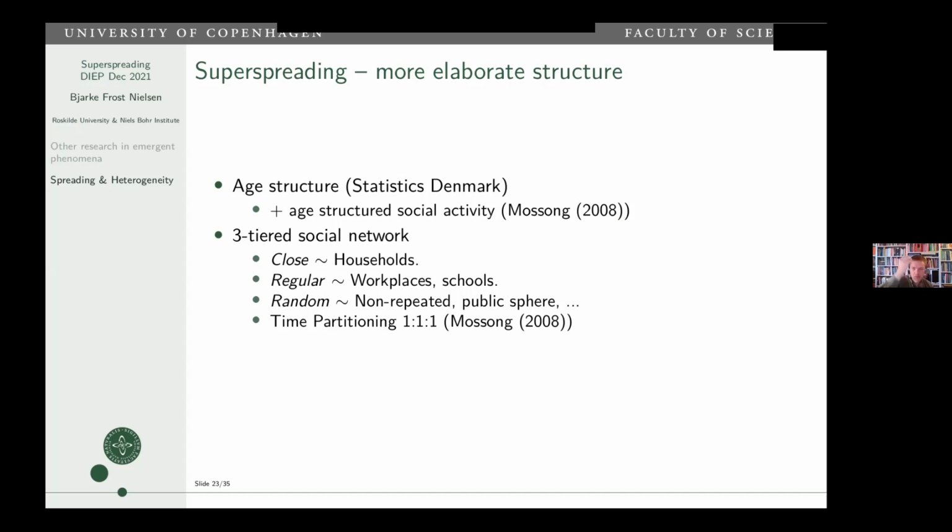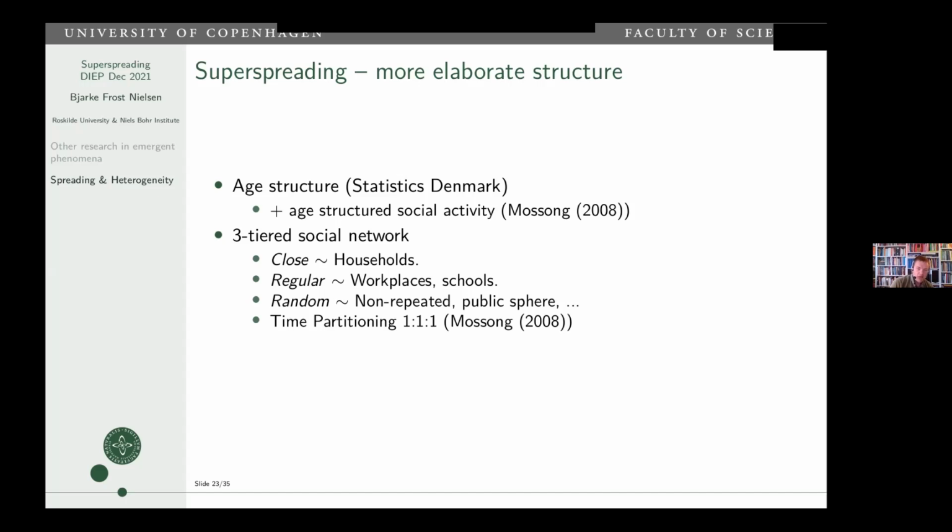And then from the Mossong paper, we could see that people actually spend more or less the same amount of time, integrated up over how many people it involves, the same amount of social time in these three spheres. That's what came out of that study essentially. So of course you can maybe meet many more people in the random sector, but you spend less time with each of them and so on.